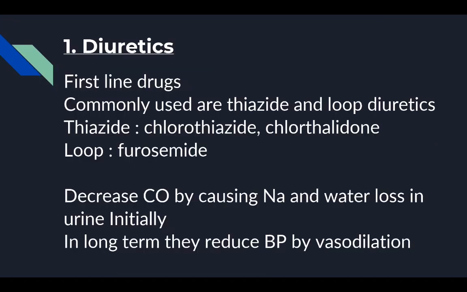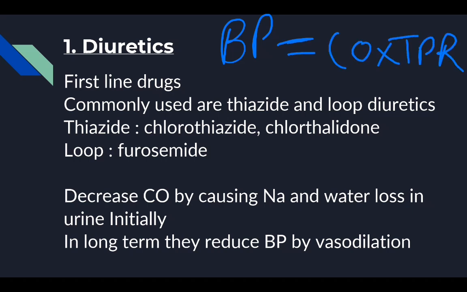First of all, let's see what is BP. Blood pressure is equal to cardiac output times total peripheral resistance. If we want to decrease the BP, we need to either decrease cardiac output or total peripheral resistance.